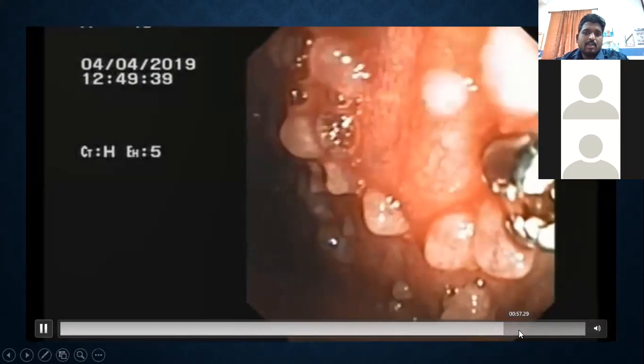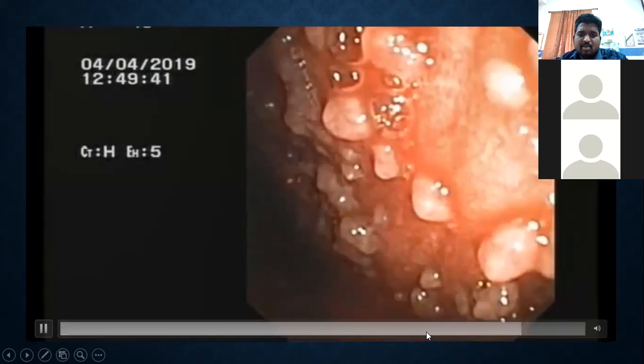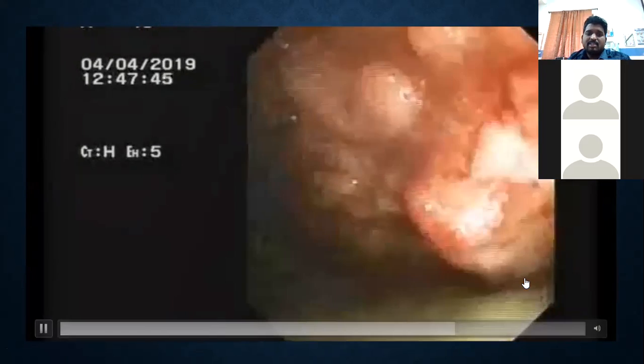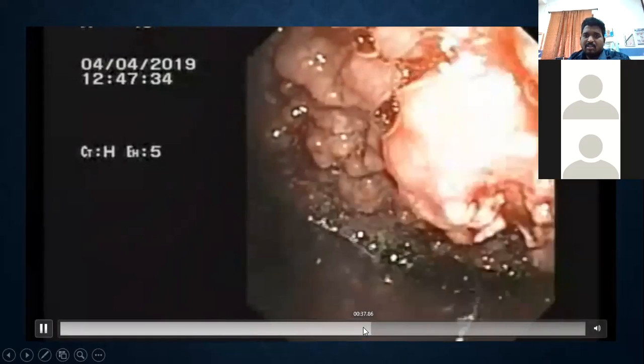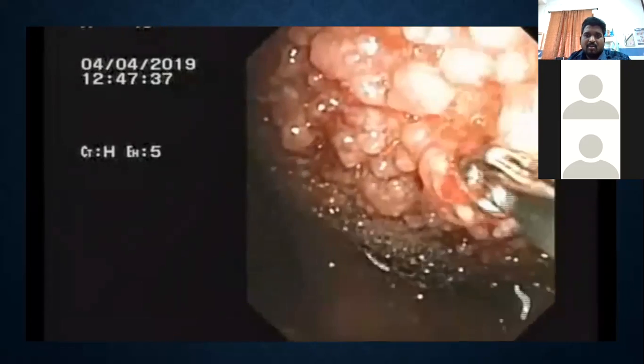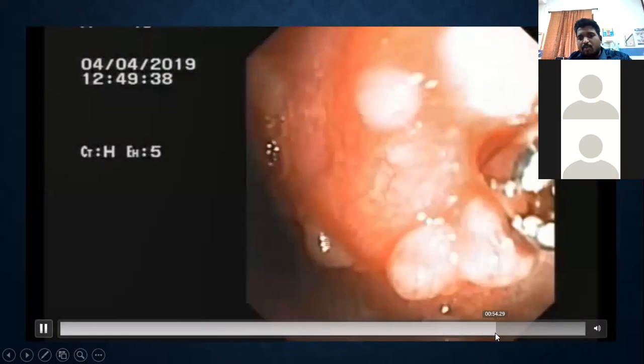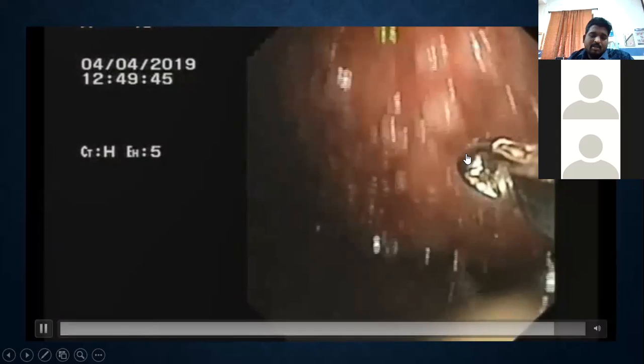One thing that is somewhat against malignancy is that the lesions are very soft. You see that? You could see the feel as the chunk is coming. One second. Now you see that? It's very soft. Sometimes you may get soft nodules in malignancy also, but still we thought it was a malignancy.